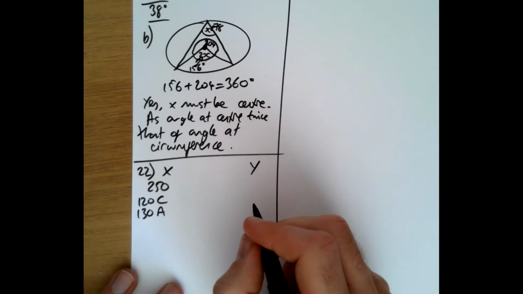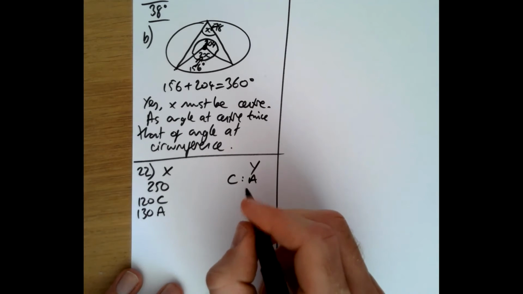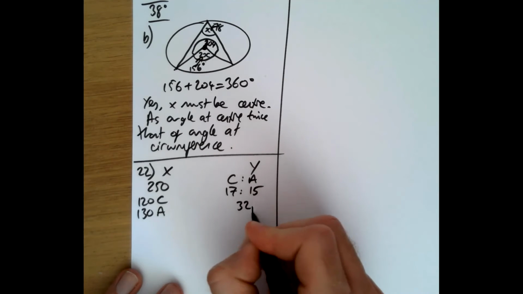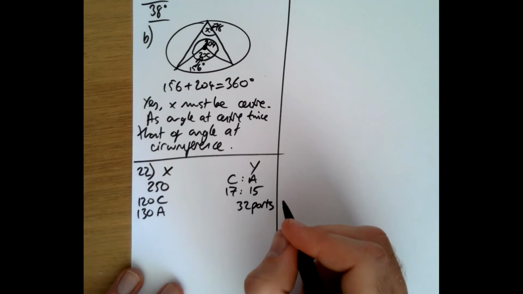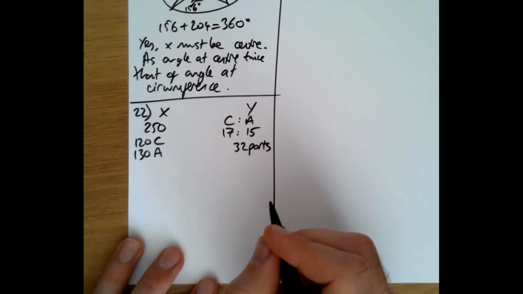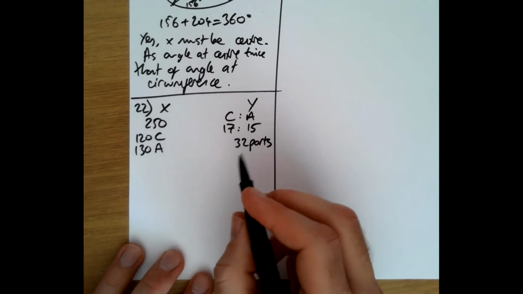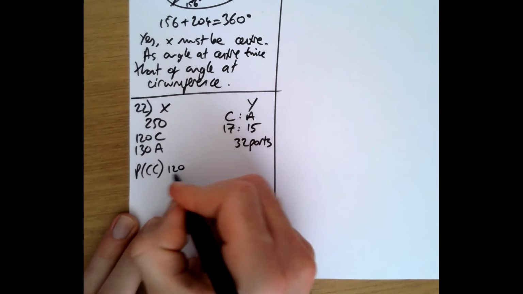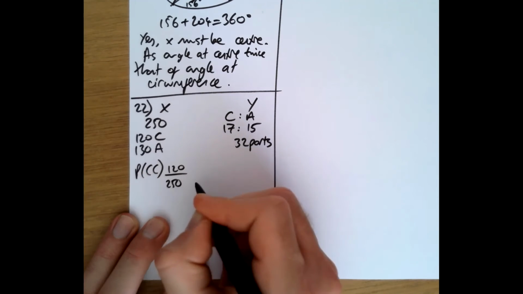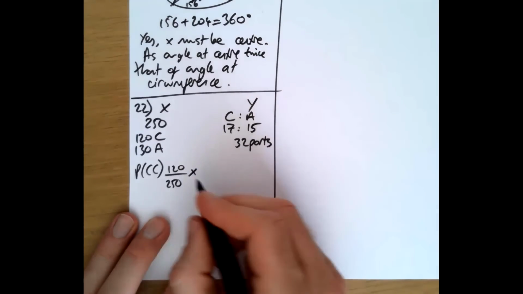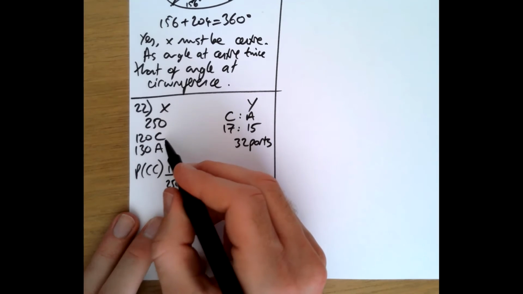In group Y, the number of children to the number of adults is in the ratio 17 to 15. Okay, so overall we've got 32 parts because I've just added those two together. So it says one visitor from each group is picked at random. Is this statement correct? So the probability of picking two children, so let's work that out. So if I pick a child from this group, it's going to be 120 out of 250. And because I'm timesing, I'm saying this and this, I need to multiply them together. So probability of a child from group X is that.